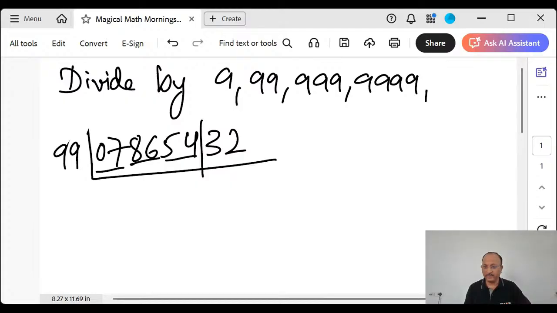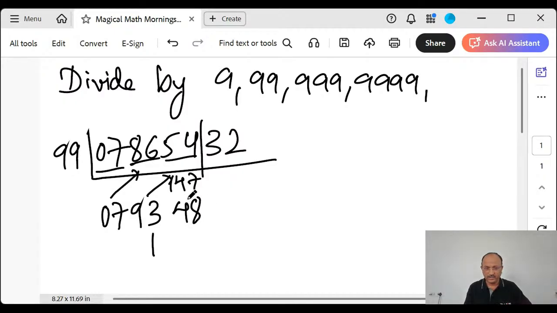All of you are not writing the remainders, only the quotient you are writing. Last 32, what did you do? You write the quotient and then remainder. See, 07 will come. You add it. 7 plus 86, it will become 93. We'll take it. Then you add 93 to 54. It will become 147. So add 1 to the previous one, and 147 minus 99 will become 48, which will come here.